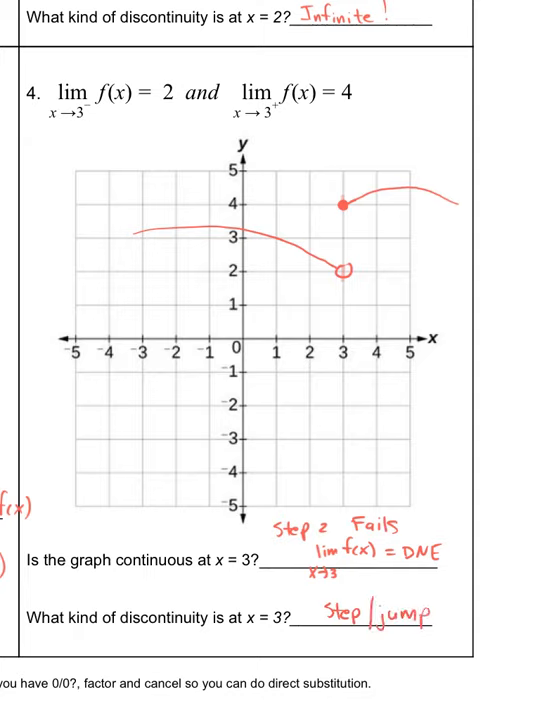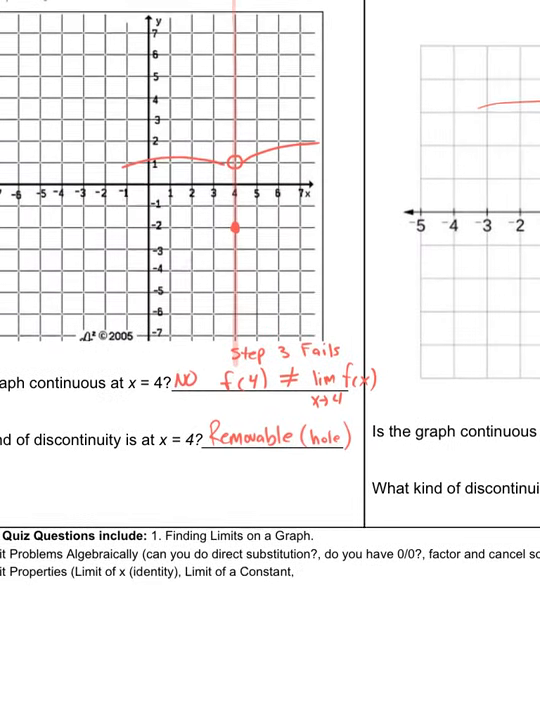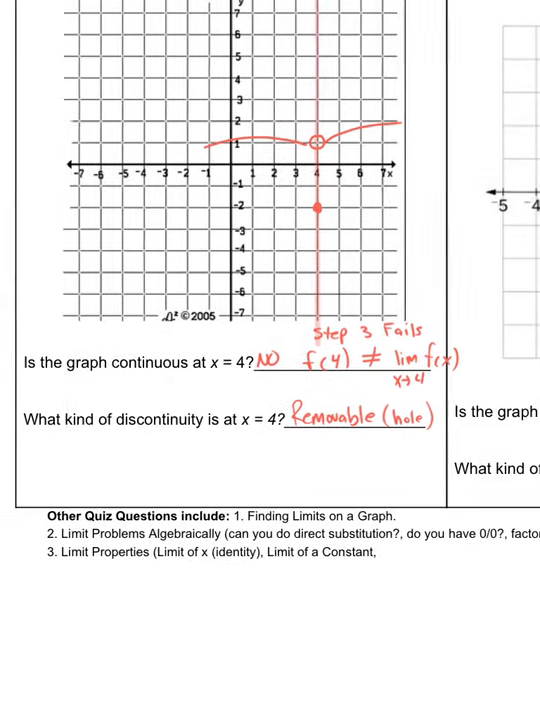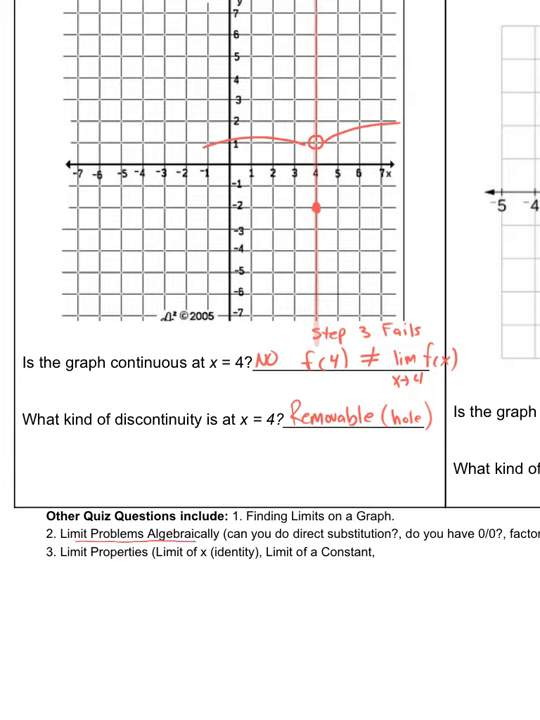Okay, calculus, please go through these examples on your own, because this will be on the quiz. Examples like these. Also on the quiz, there will be a section of picking limits off a graph, and there will be a section on solving limit problems algebraically, going through your steps. Can you do direct substitution? Do you have 0 over 0, factoring and canceling? And then limit properties. Make sure you remember the limit of x, and review the limit of a constant.